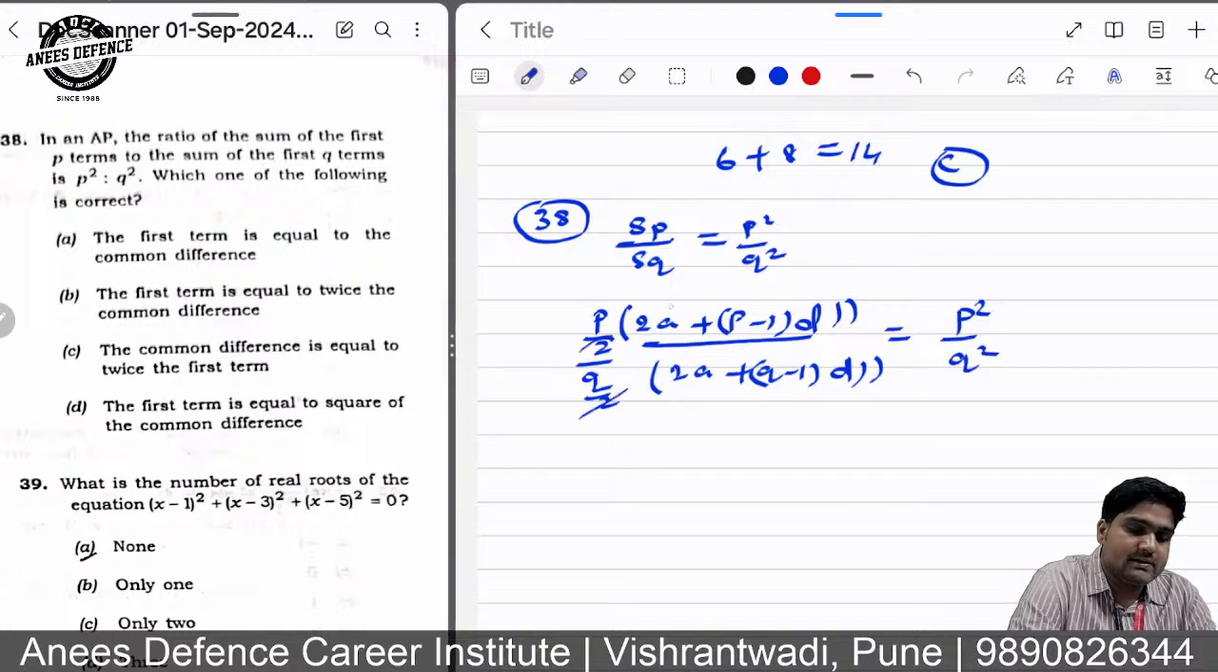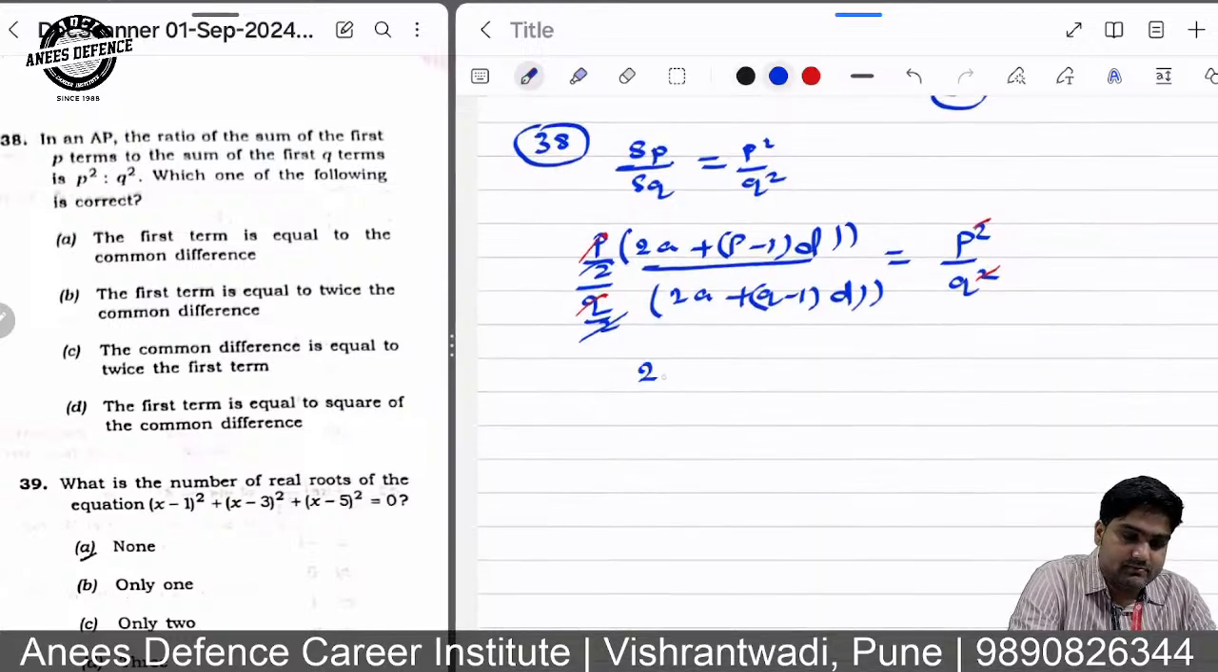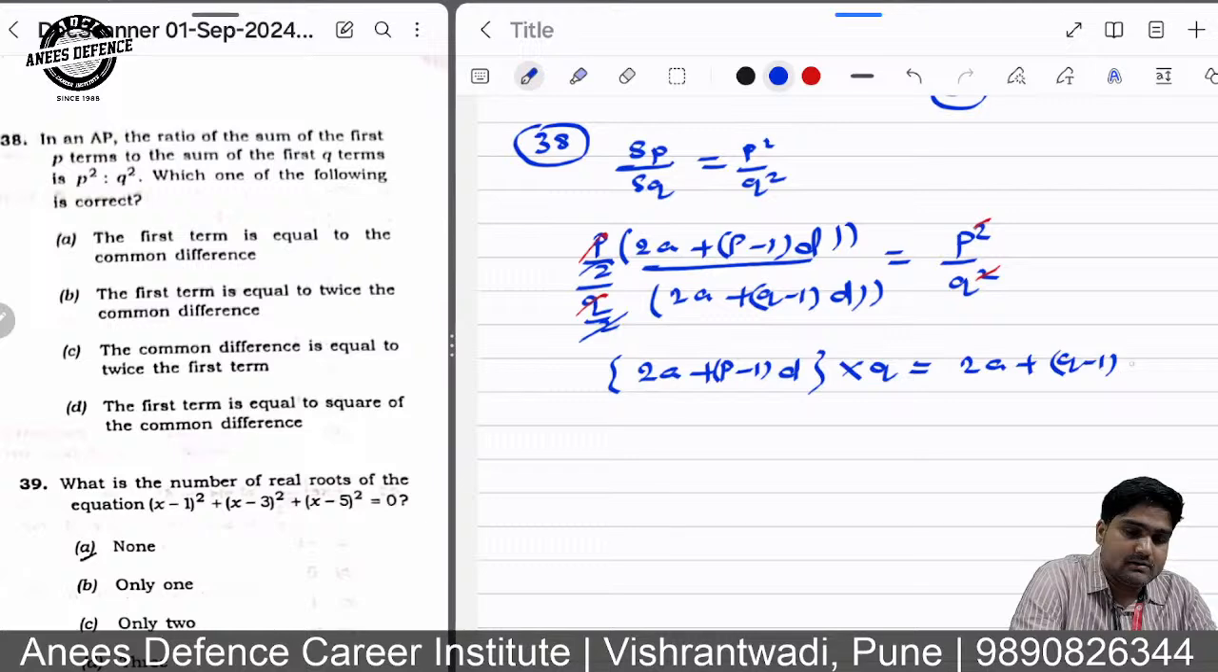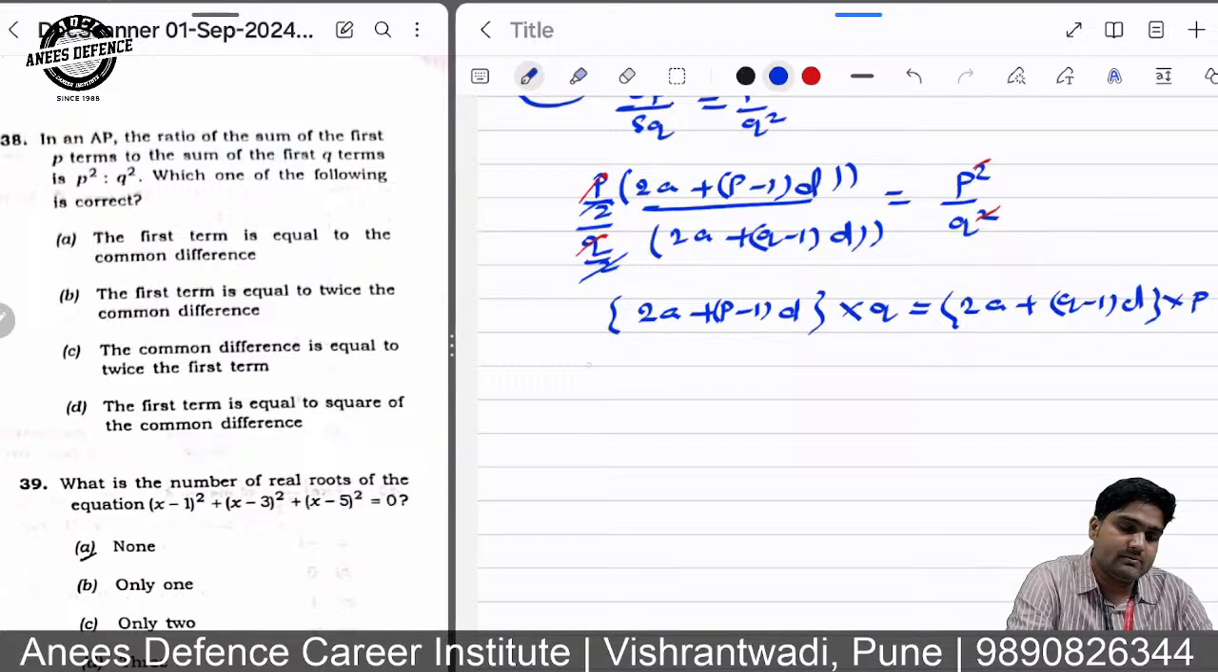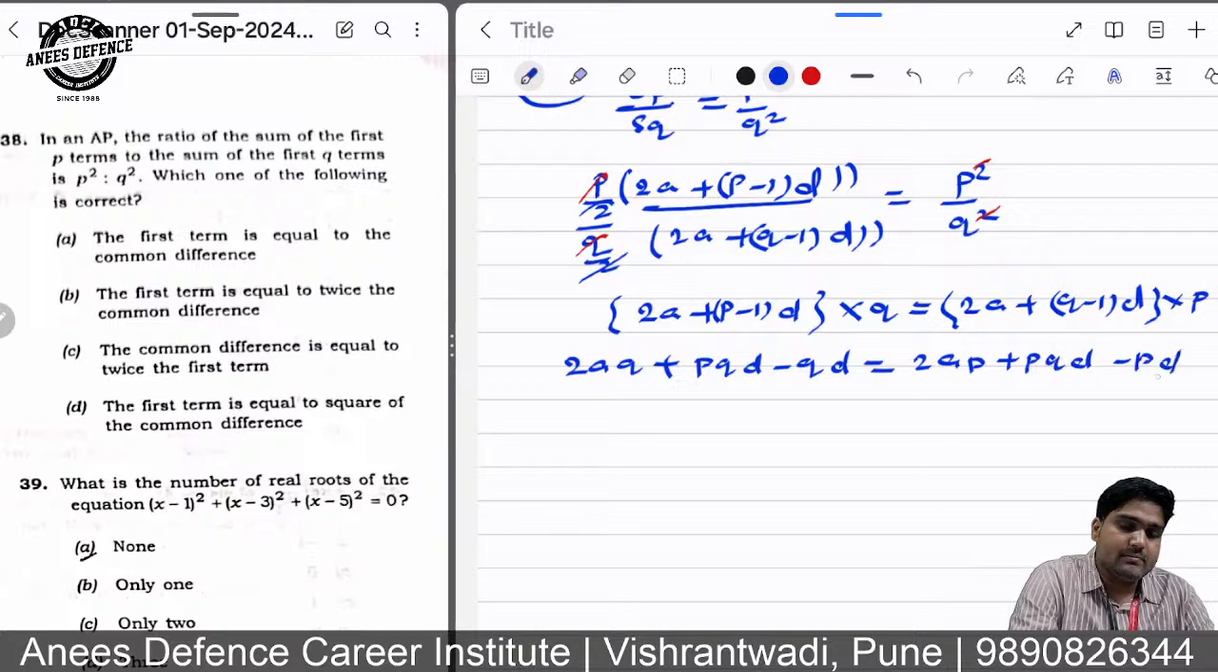2 and 2 get cancelled out. P and q also get cancelled out on the opposite side. One power gets cancelled out now. So we are left with 2a plus p minus 1 d into q, and 2a plus q minus 1 d into p. Now simplify the expression. So it will be 2aq plus pqd minus qd. On the right side, we get 2ap plus pqd minus pd. PQD gets cancelled out.